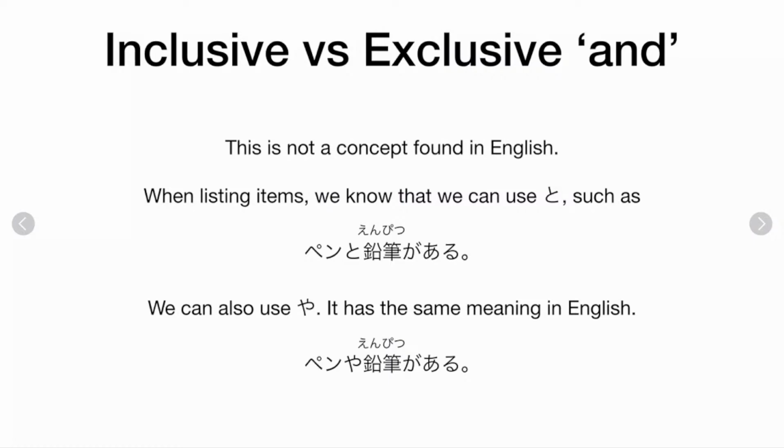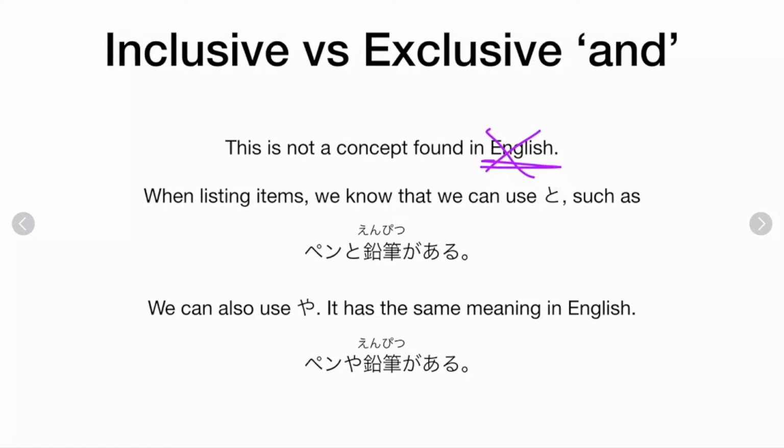Okay. Here's another concept. These are going to be just a series of grammar concepts, and then hopefully we'll put them all together at the end. So here's a concept: the inclusive versus the exclusive "and." This is not in English, right? It does not exist in English.